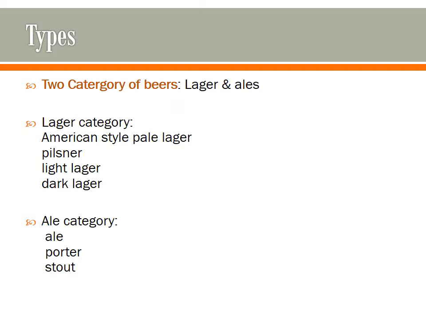And there are two categories of beers in the world. They are called the lagers and the ales. The lager category contains the American style pale lager and Pilsner, like in Ecuador. That's why our brand of beer, which is called Pilsner, comes from this category. Also, we have the light lager, dark lager, and the ale category, which includes the ale, the porter, and the stout.